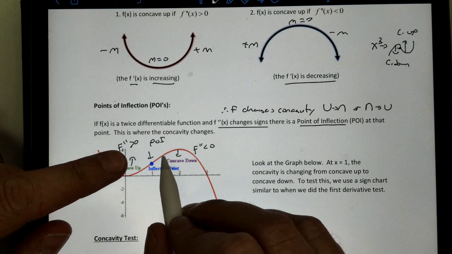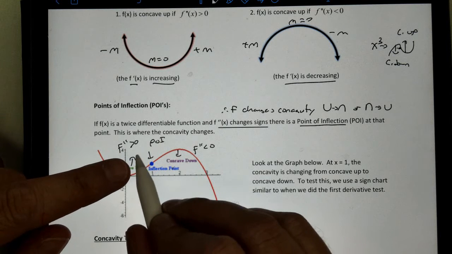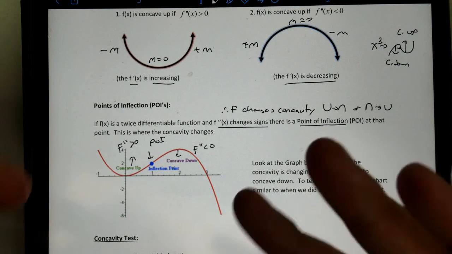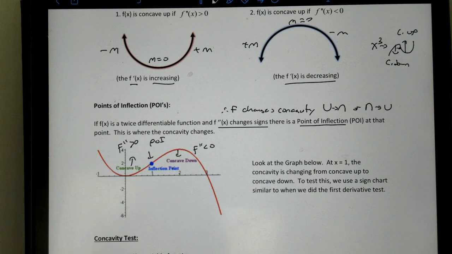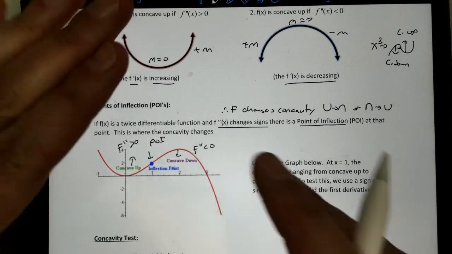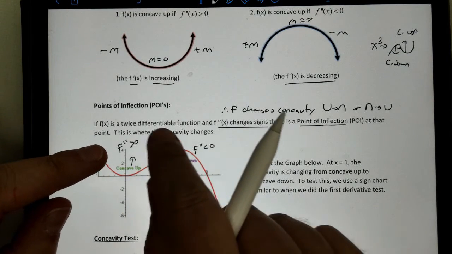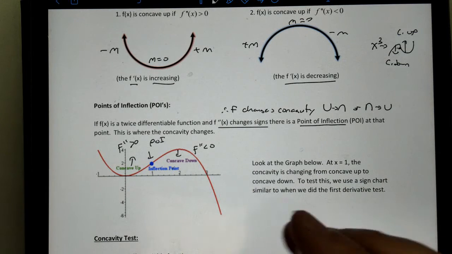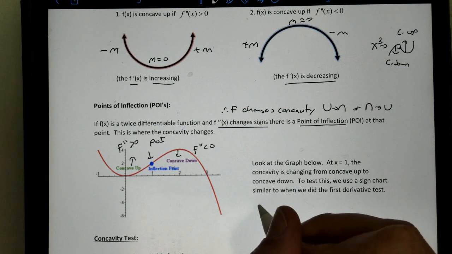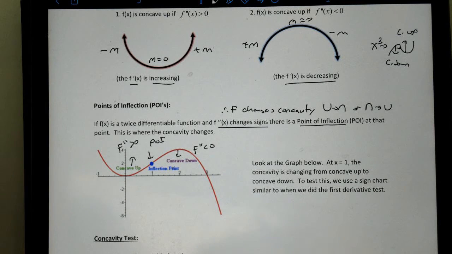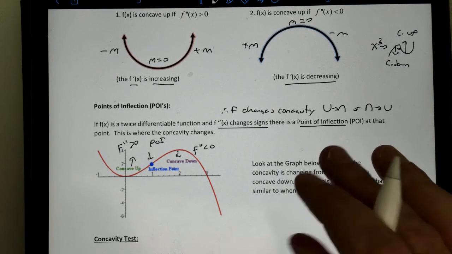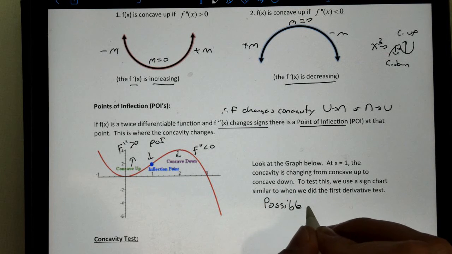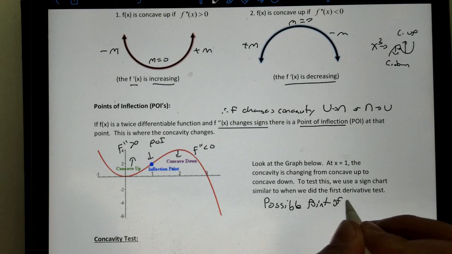At some point, what would this value of the second derivative have to be? If you get 0, you're pretty darn close, because that's right. If I'm going from a positive to a negative, at some point we have to cross 0. So that's how we can find a POI, one of the first ways to find it. So what we're going to do is find what we call possible points of inflection. And that's what we're going to call these, a possible point of inflection.